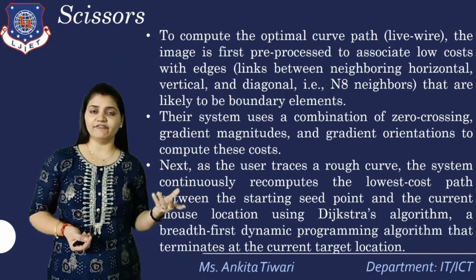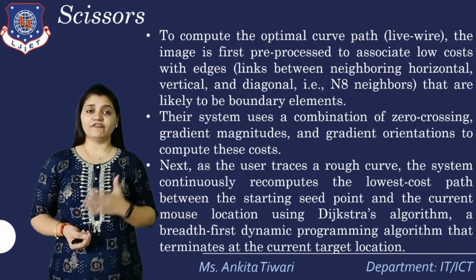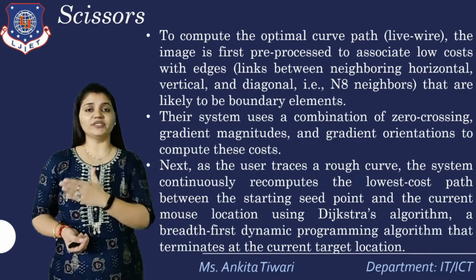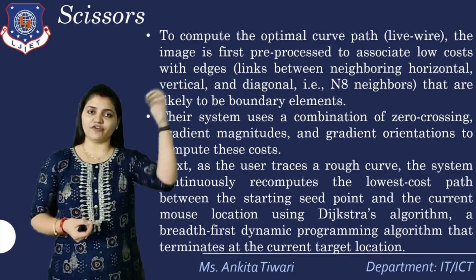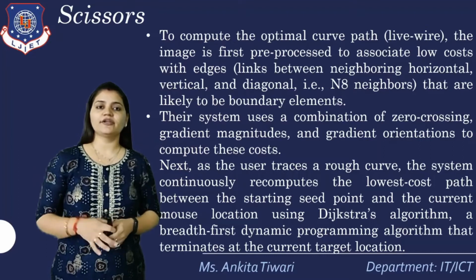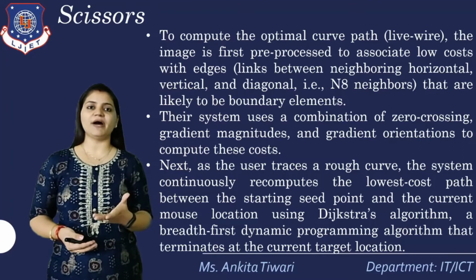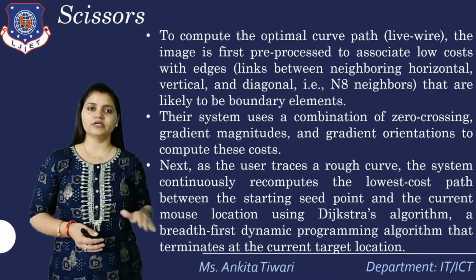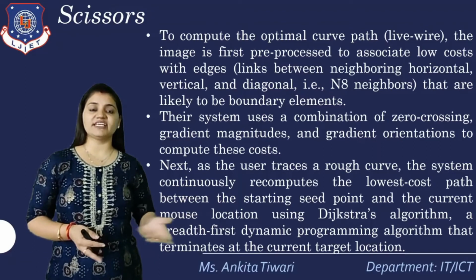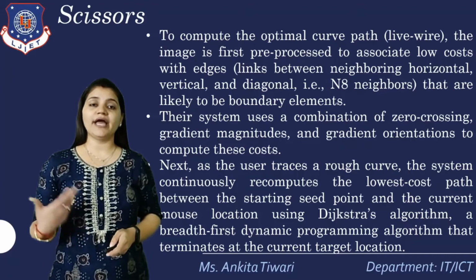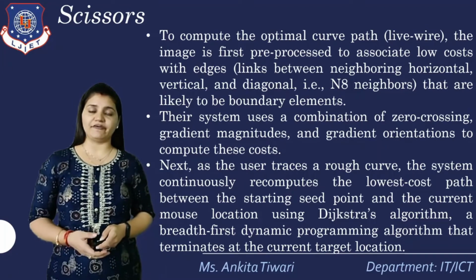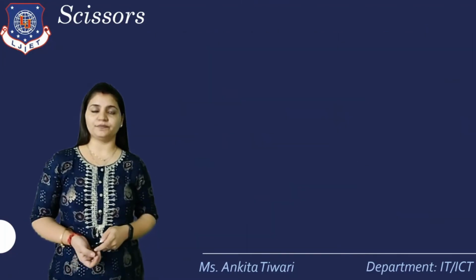In a rough curve, we can compute the lowest cost path from the starting seed point to the current mouse location. So we have to reach from the seed point to the current location, and for reaching the path we need some algorithm. Here the example given is Dijkstra's algorithm that you have already learned in DA, and a breadth-first dynamic programming algorithm to reach the target location.